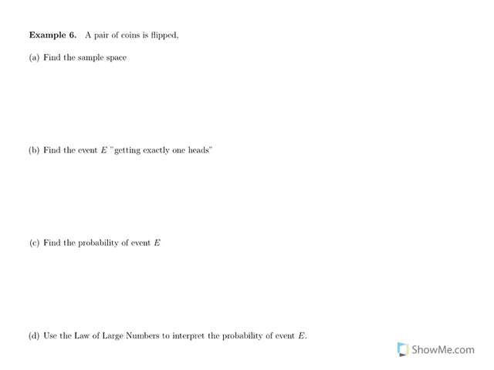So let's look at another example. This one is a little more complicated. A pair of coins is flipped. So now we're flipping 2 coins at one time. Find the sample space. So here, one option is that we get a heads on the first coin and a heads on the second coin. Another option is we get a heads on the first coin and a tails on the second coin. We could also get a tails on the first coin and a heads on the second coin, or a tails and a tails.